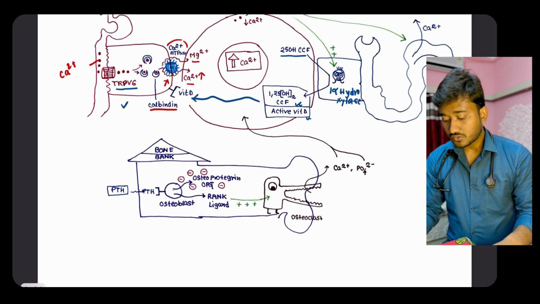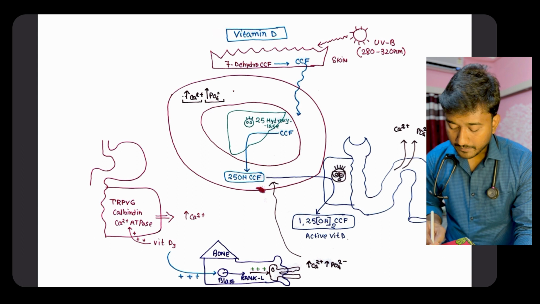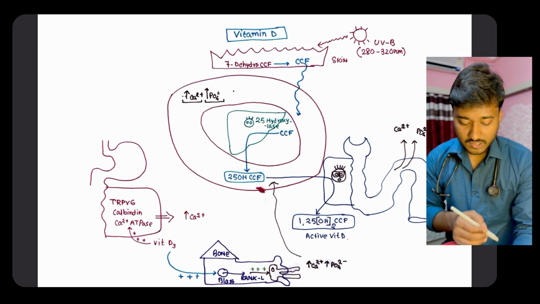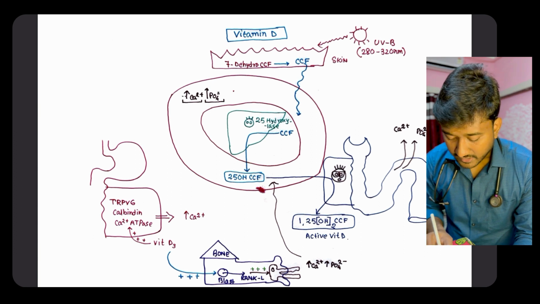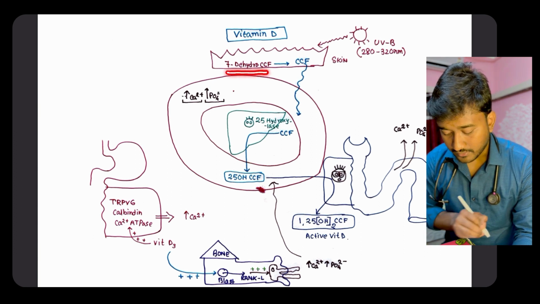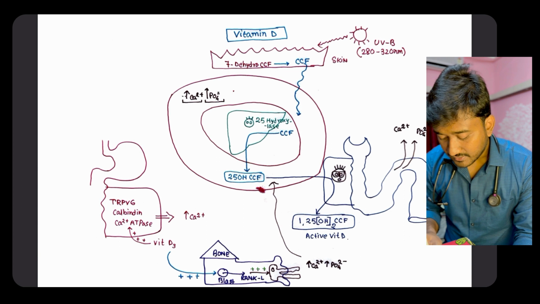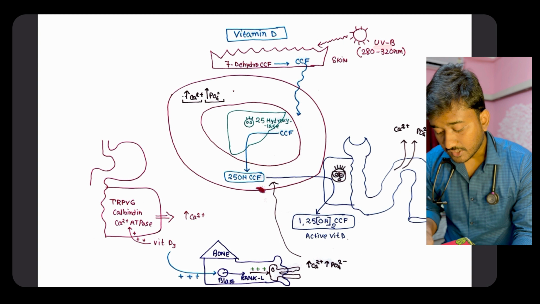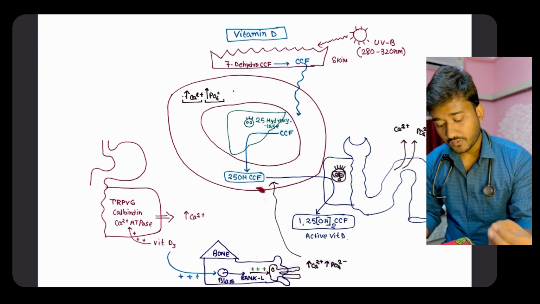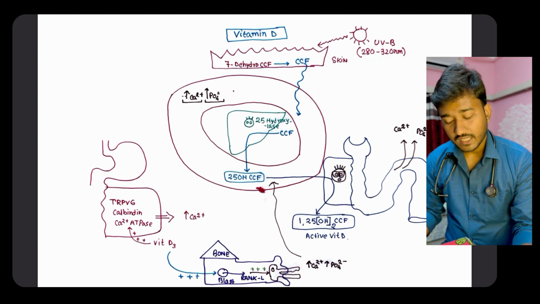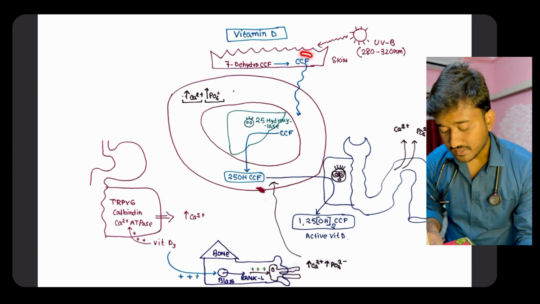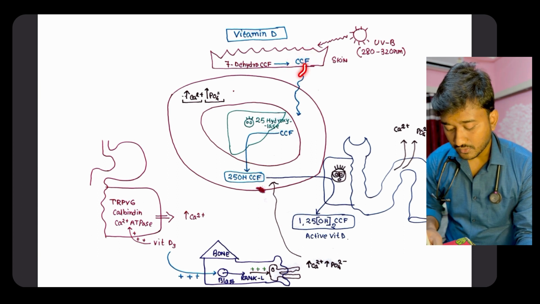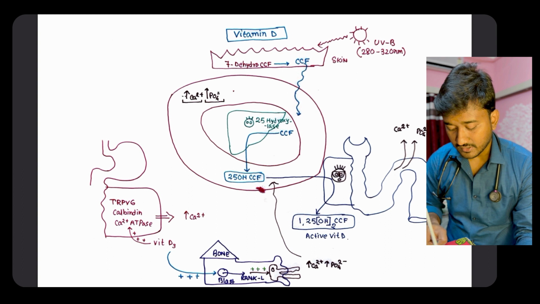Okay, so now next about vitamin D. An inactive form of vitamin D is present in your skin. Okay, it is called 7-dehydrocholecalciferol. If light is placed over it, like if the UVB ray, that is 280 to 320 nanometer rays, falls over it, this 7-dehydrocholecalciferol actually converts into cholecalciferol. This cholecalciferol eventually goes into your blood.